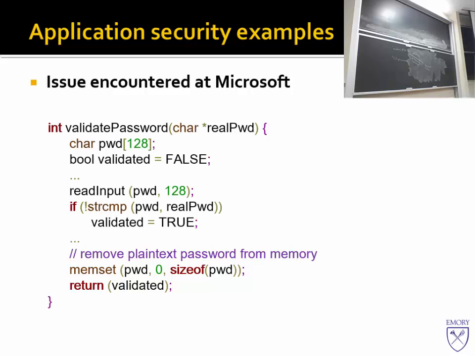What's wrong with this? Isn't that where the real password is stored? So the real password is stored in memory here in this PWD buffer, but then there's this memset that overwrites the whole thing with zeros.